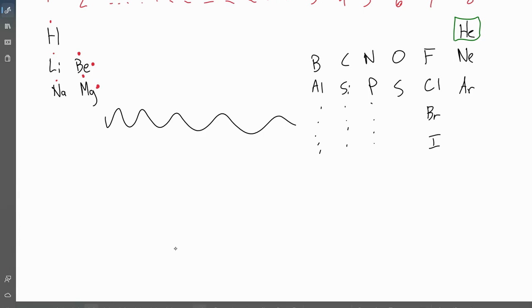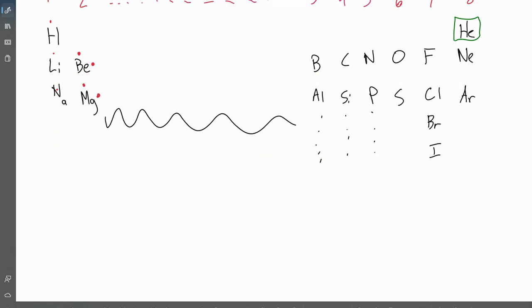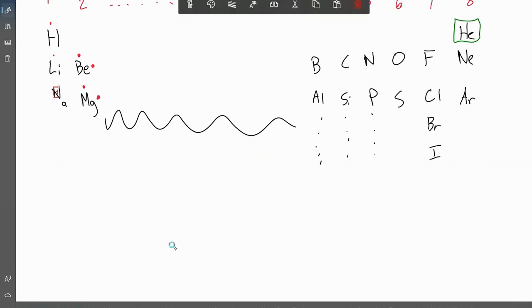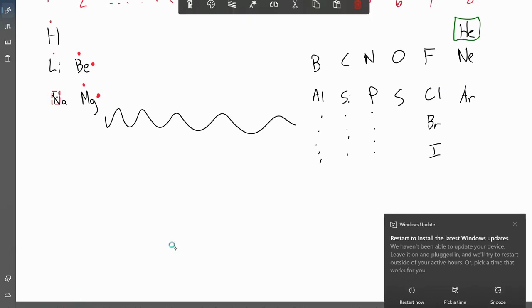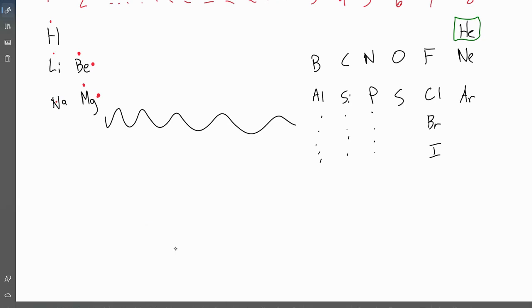The third row, let me just separate these all out a little bit. Just drag them down a smidge here.